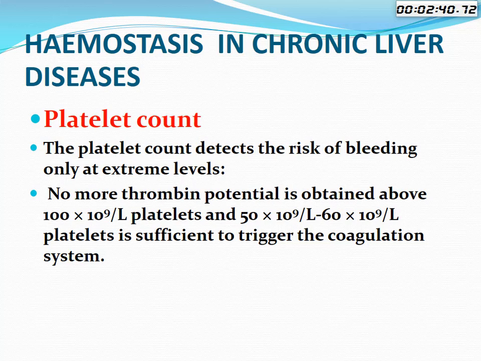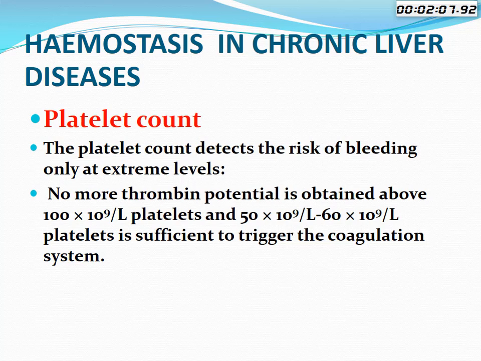We will start with the platelet count. The platelet count detects the risk of bleeding only at extreme levels. No more thrombin potential is obtained above a 100,000 platelet count, and a 50,000 platelet count is sufficient to trigger the coagulation system. And once the platelet count decreases below 50,000, and this is common in our cirrhotic patient, it will trigger the production of thrombin.